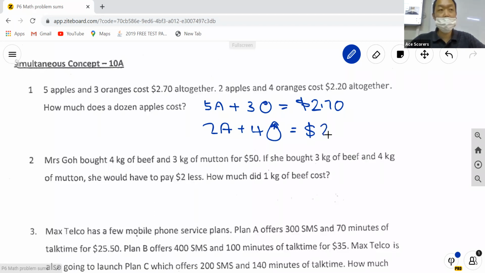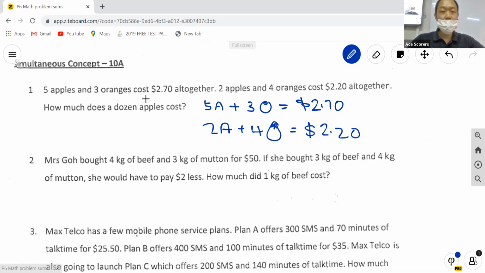Do you have this? Simultaneous concept. Listen, guys, do you have this page? Simultaneous. So I skipped this, right? How come your question one is so different? 10A. No, not proportion, this one. Simultaneous concept.